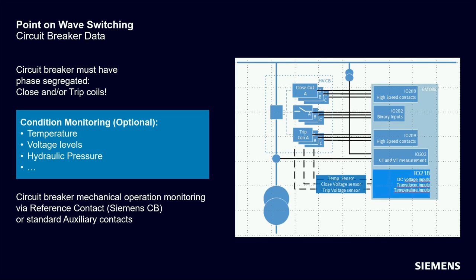The position of the circuit breaker can be received with standard auxiliary contacts, which are connected to the IO202 module. If you have a Siemens circuit breaker, then a reference contact with more accurate switching position can be connected to the IO218 transducer input. If you need to include ambient temperature, control voltage or hydraulic pressure for more accurate response time, then the IO218 module can be used as well.